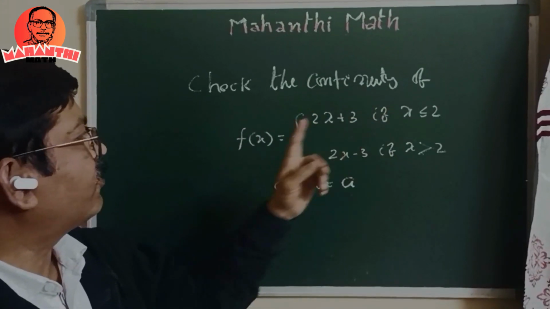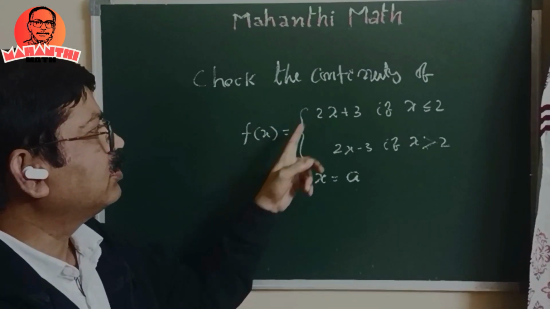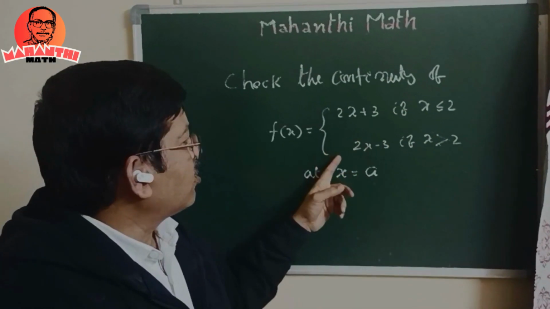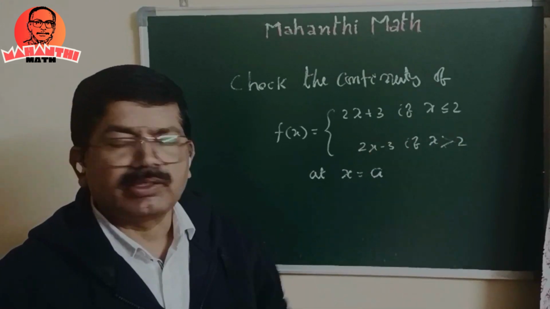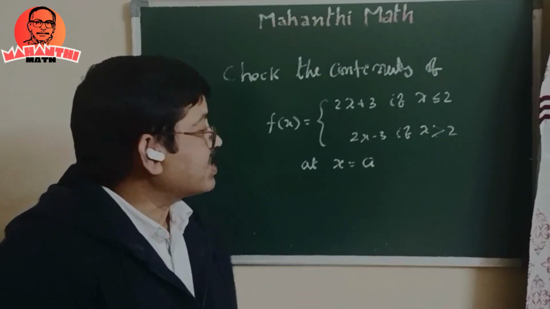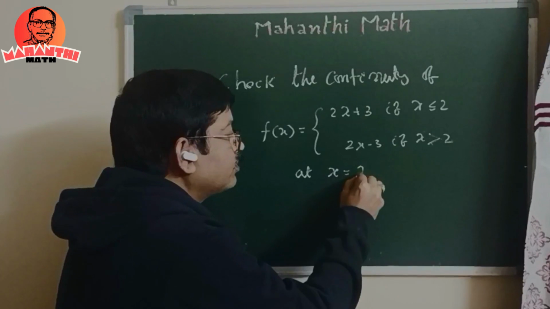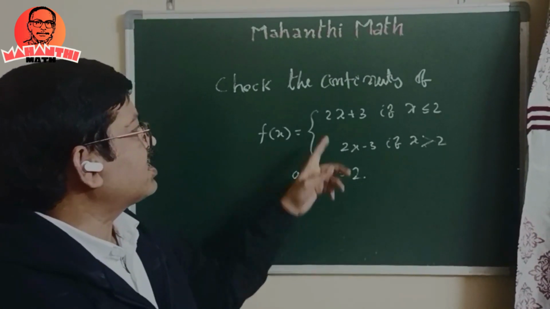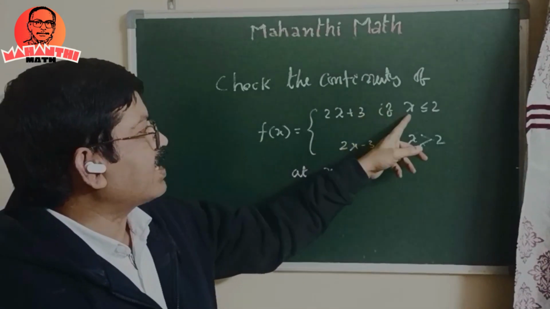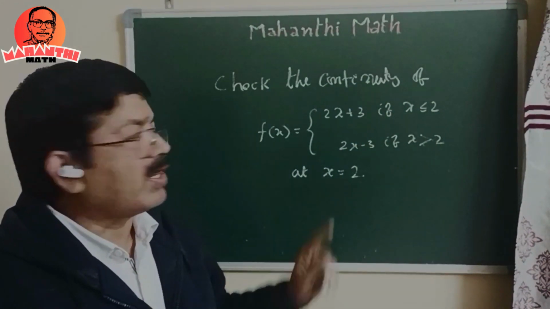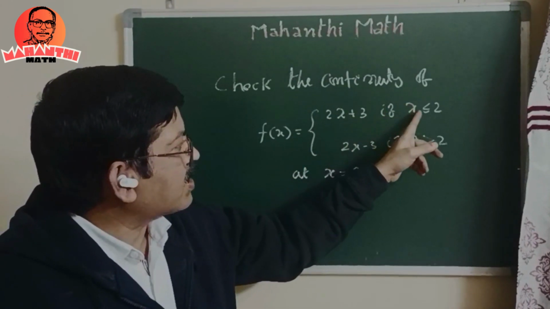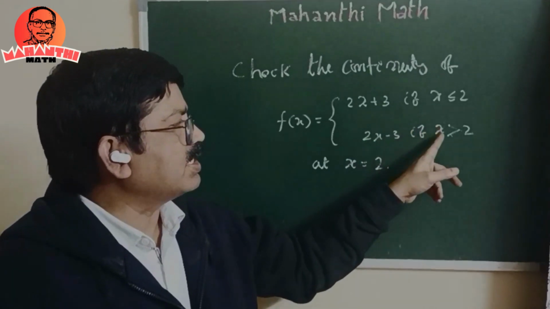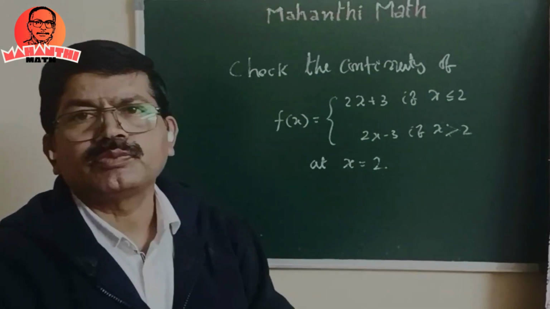Check the continuity of the function f of x equal to 2x plus 3 if x less than or equal to 2, 2x minus 3 if x greater than 2, at x equal to 2. Here the function is 2x plus 3 when x is less than 2, 2x plus 3 when x equal to 2, and 2x minus 3 when x is greater than 2.